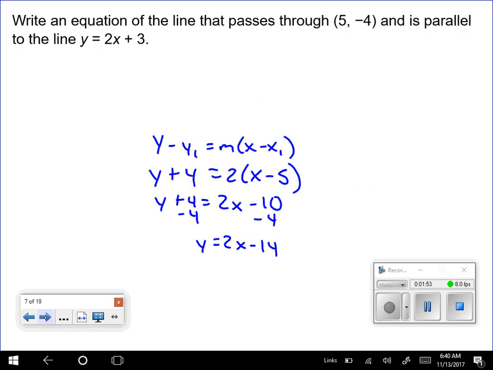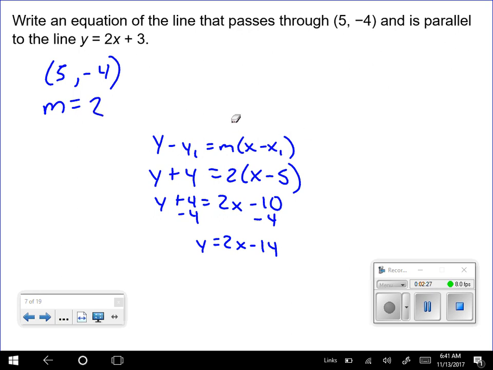Okay, so then we also talked about what are some ways we can write equations? Well, really, to write an equation, we need its slope, and we need a point. We talked about point-slope form in 4.2. So it says write an equation of a line that passes through (5, -4). There's our point, and is parallel to the line y = 2x + 3. Well, we have our point. We just got to know our slope. Well, if our line is going to be parallel to this line, my slope is going to be 2.